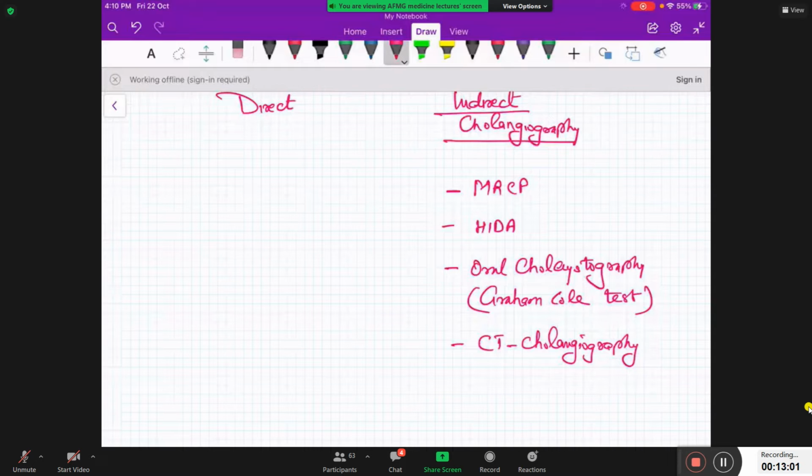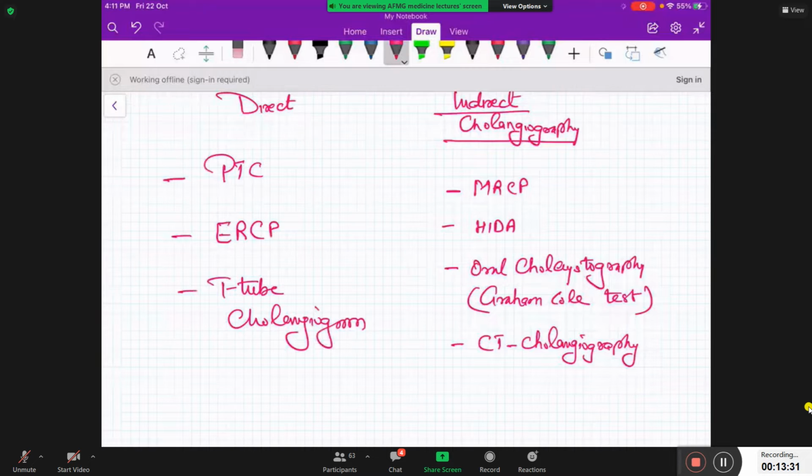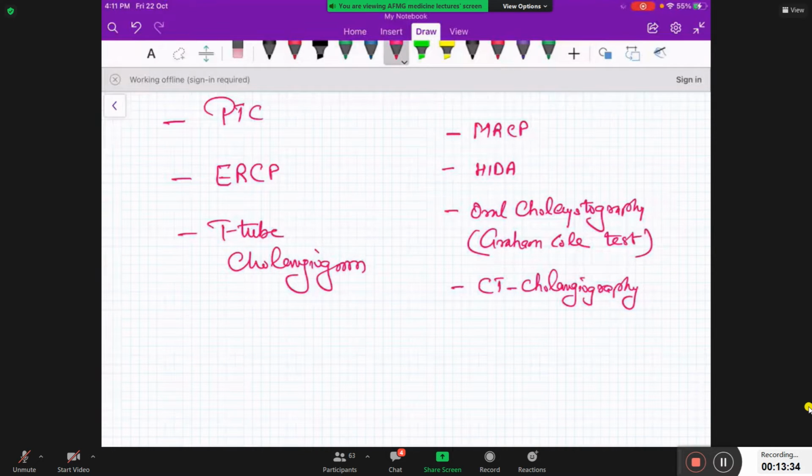Any direct cholangiography you know? Very good. Percutaneous transhepatic cholangiography. Any other? ERCP. Very good. Endoscopic retrograde cholangiopancreatography. Any other? T tube cholangiogram. These are the various direct cholangiographies we have.